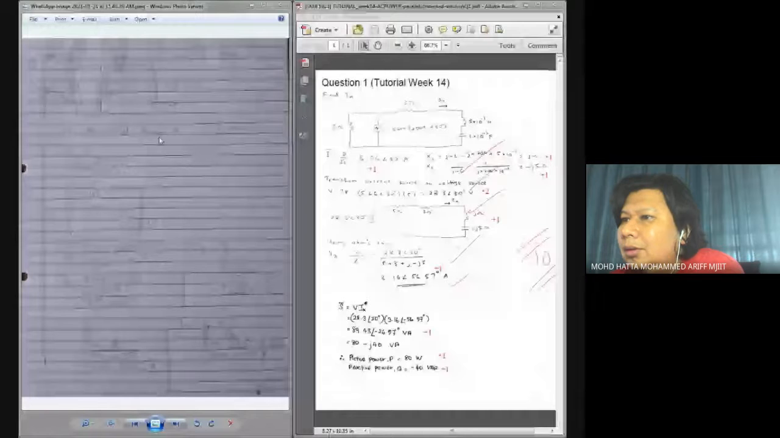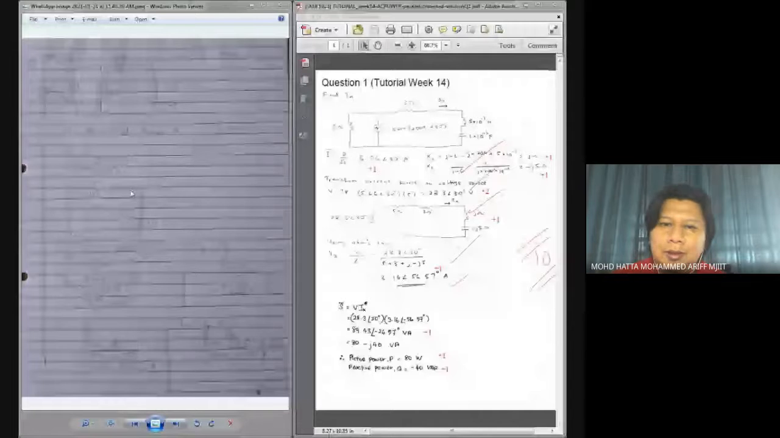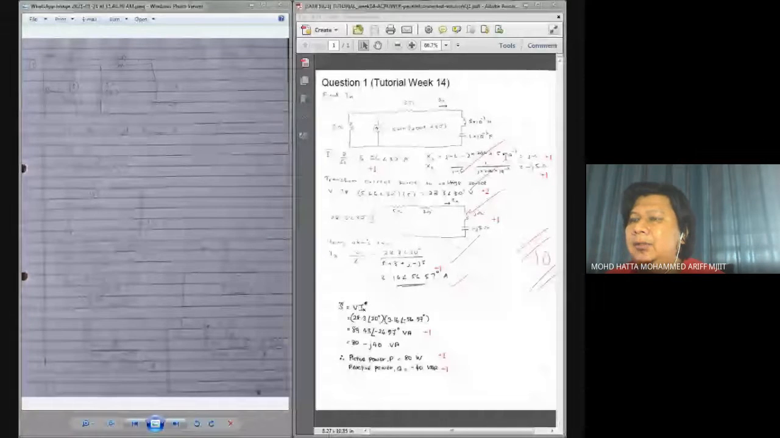This is an advice for you. If you try to calculate all the power information in the circuit, for an AC circuit especially, please remember that you convert this into RMS first. So this part should be converted into RMS.